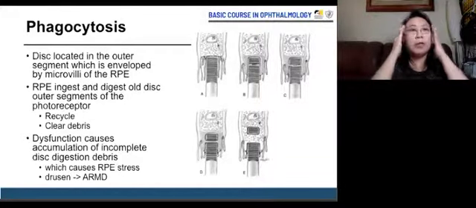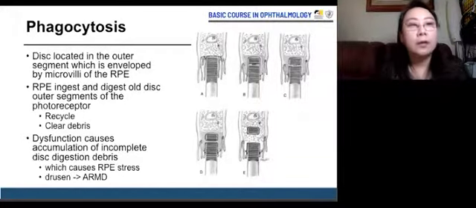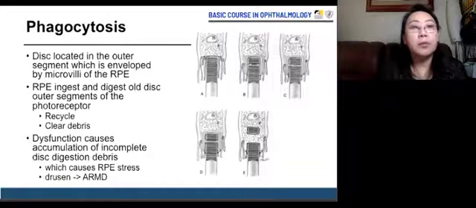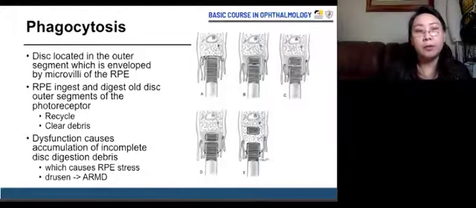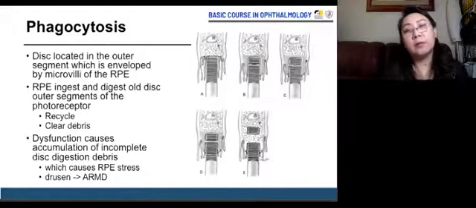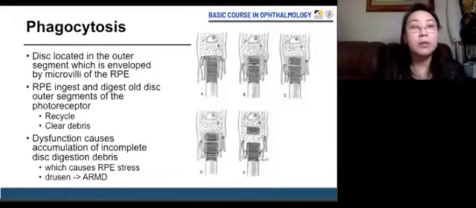So the RPE also has a phagocytosis function. This is located in the outer segment, which is enveloped by the microvilli of the RPE. So the RPE ingests and digests the oldest discs. They do recycling and also clear the debris. Dysfunction of this role causes accumulation of incompletely digested debris, which causes RPE stress. This is sometimes why we see drusen in age-related macular degeneration.